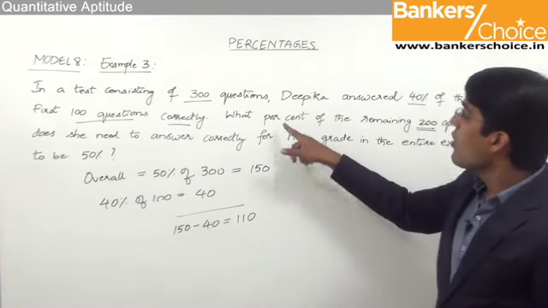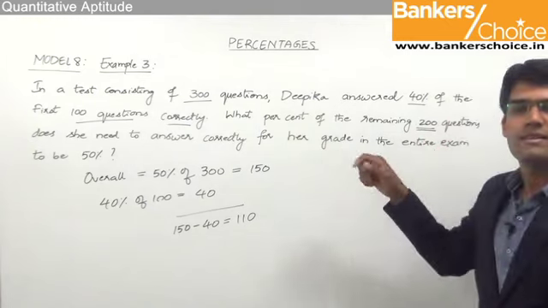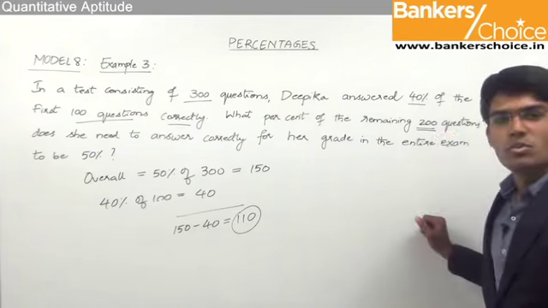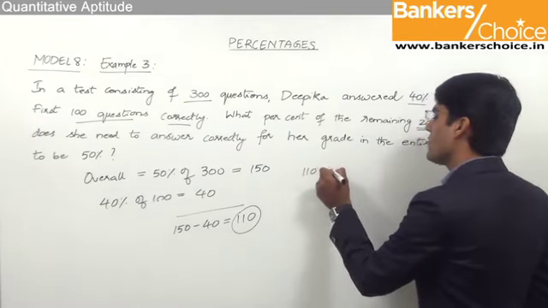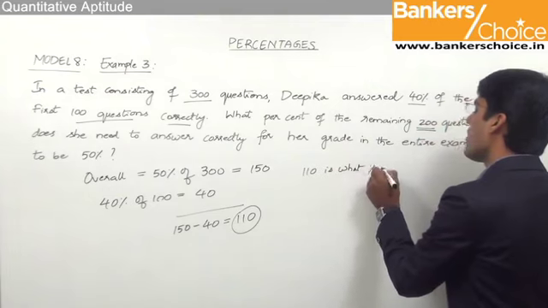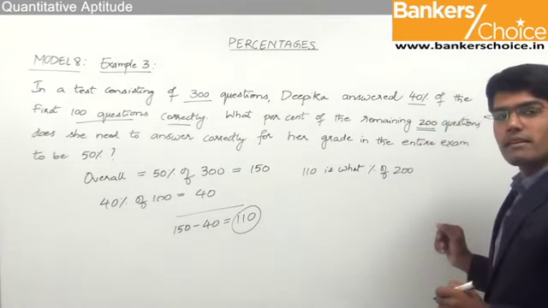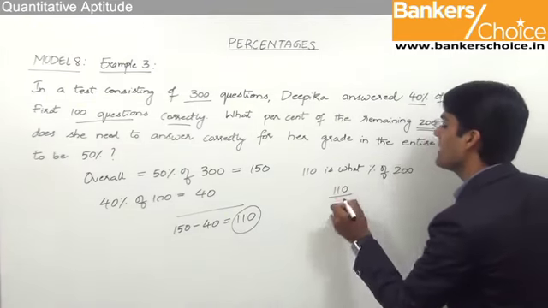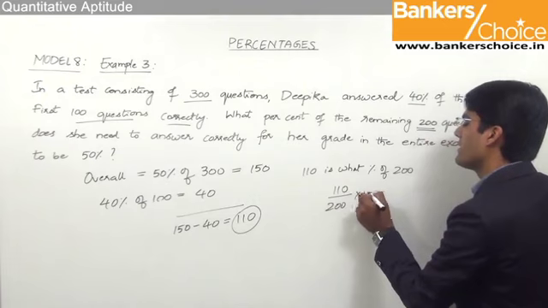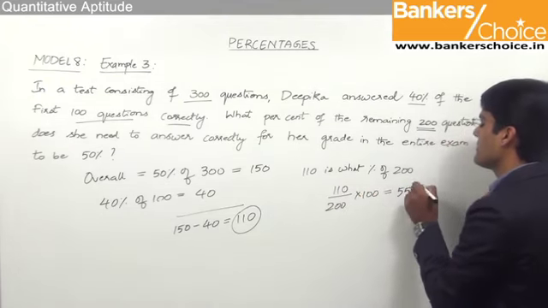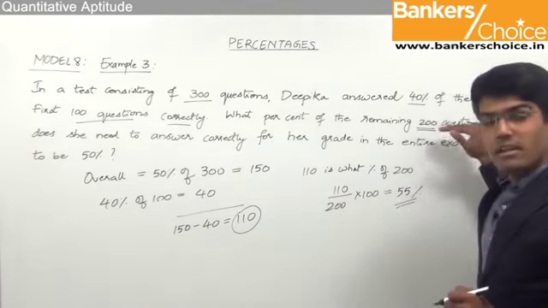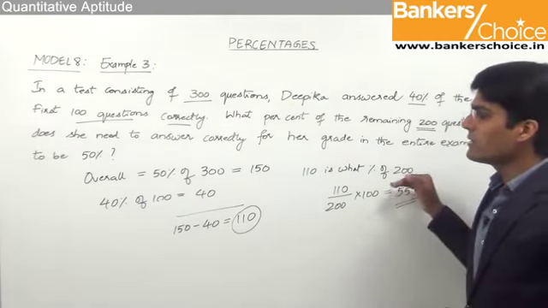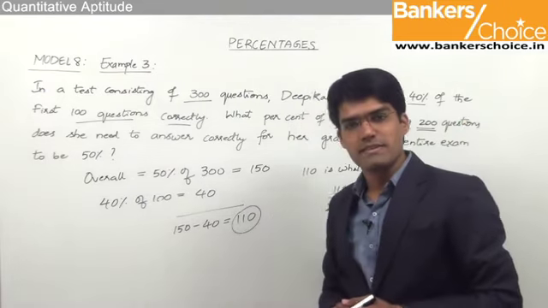So we need to find out what percent of the remaining questions does she need to answer correctly. So that is nothing but this 110 is what percentage of 200. So 110 is what percent of 200 is to be calculated. We know that x is what percent of y should be taken as x by y into 100. So 110 by 200 into 100, which comes out to be 55%. So we can say that out of the remaining 200 questions, she needs to answer 55% of the questions correctly so that her overall grade can be 50%.